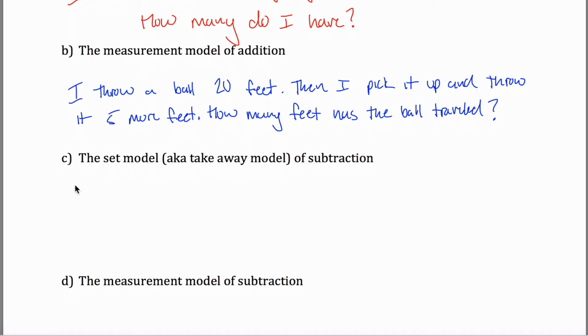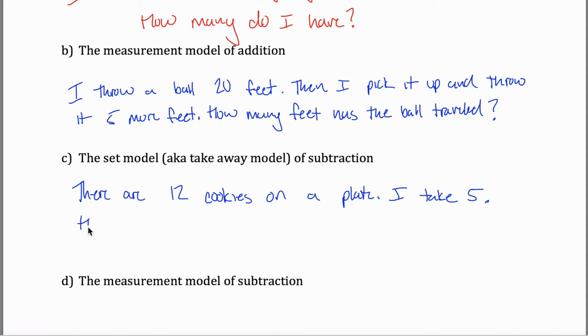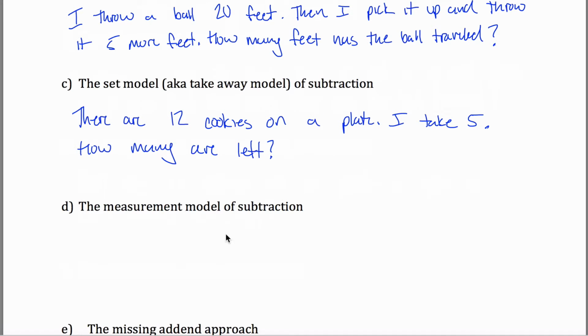Okay, so there are 12 cookies on a plate. I take, I don't know, 5. I like cookies. How many are left? It's clearly subtraction. But the set model would work out well because you could model out 12 cookies. You could draw 12 cookies. Then you grab 5 of those things and remove them and figure out that there's 7 left. What about the measurement model of subtraction?